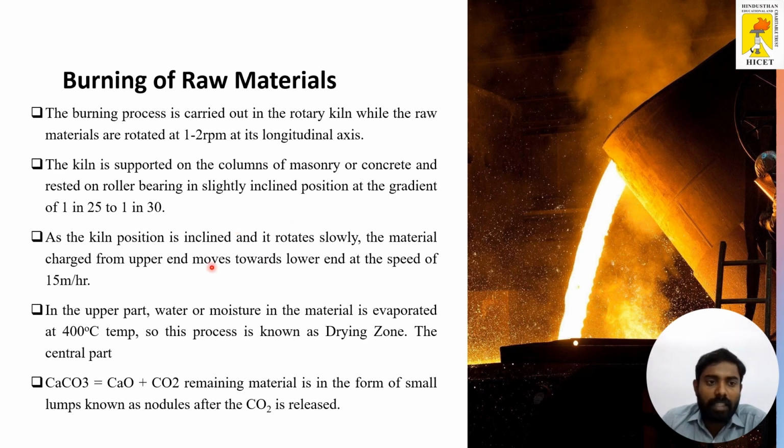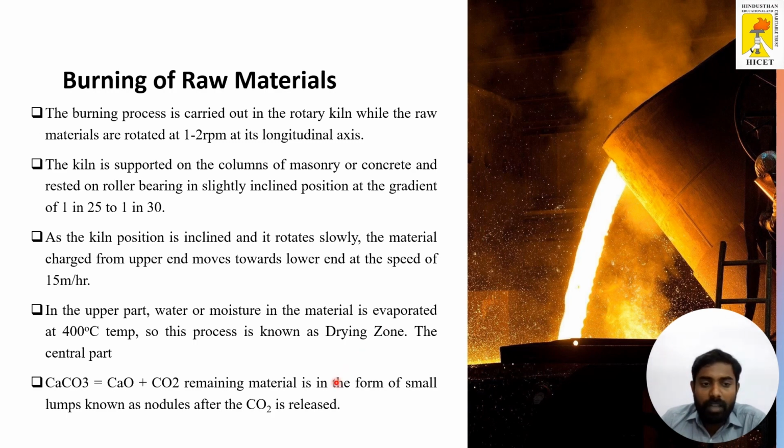The raw mix of a dry process or the slurry of a wet process is injected into the kiln from the upper end, and the kiln is heated with the help of powdered coal or oil or hot gases from the lower end of the kiln so that long hot flames are produced. As the kiln is inclined and it rotates slowly, the material charged from the upper end moves towards the lower end at the speed of 15 meters per hour.